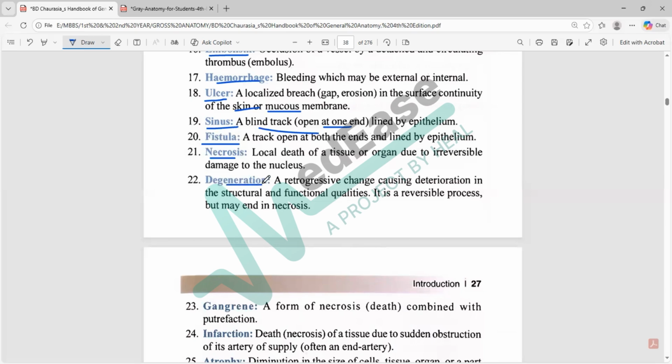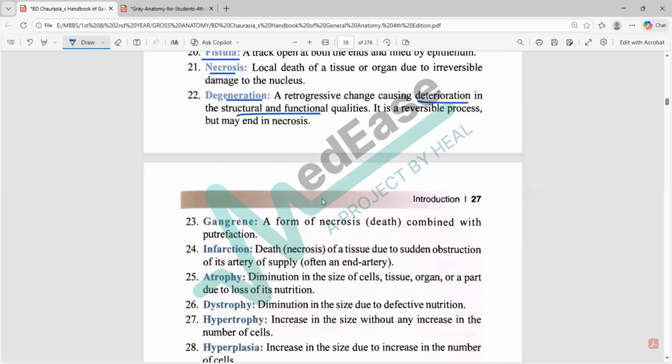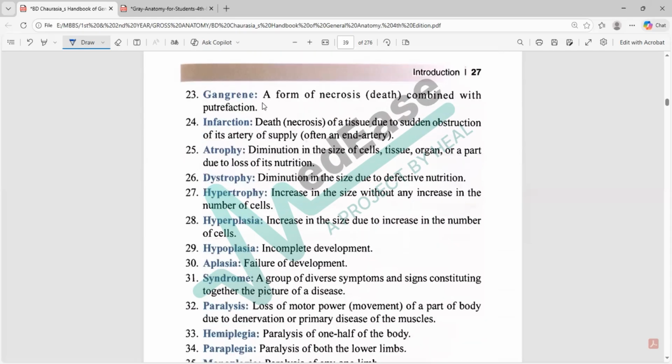Then we have degeneration, meaning after the tissue has undergone necrosis, a series of processes which ultimately results in the deterioration of the tissues and therefore their structural and functional characteristics. Next we have gangrene. Gangrene is a form of necrosis which we identify clinically as a black part of the body. It will be mainly necrosis with putrefaction. Putrefaction means the area is completely dead and microorganisms start to attack and decompose it.